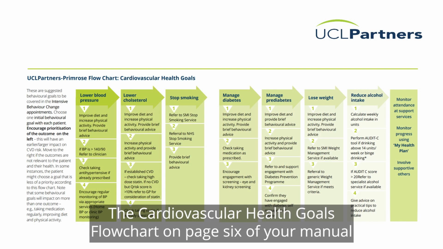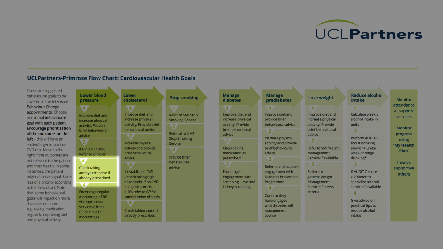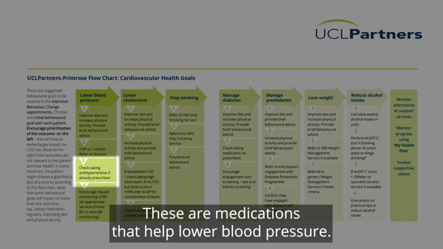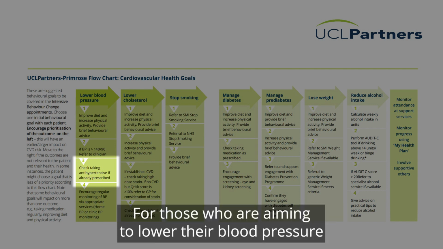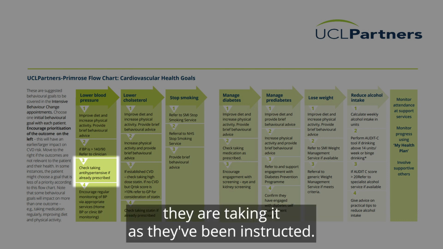The Cardiovascular Health Goals flowchart on page 6 of your manual highlights the importance of two key types of medication. The first is antihypertensives. These are medications that help lower blood pressure. For those who are aiming to lower their blood pressure and have already been prescribed this medication, it's important to check they are taking it as they've been instructed.